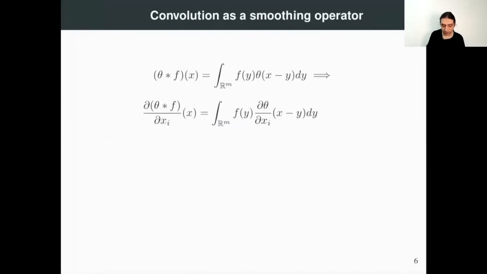We can actually consider the derivative of the convolution with respect to the variable x_i. What we want is differentiating under the integral sign. Okay, but in order to do that, what we have to check is that this function over here is continuous, which it is, because theta is C infinity. So we can differentiate under the integral sign. And in particular, this gives us an expression for the derivative of the convolution with respect to x_i.